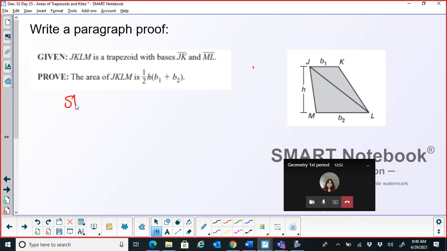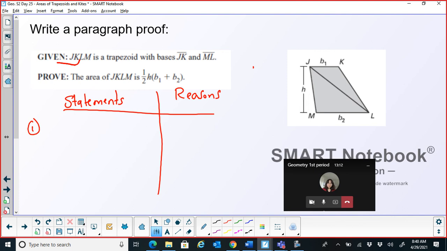So you will have statements and reasons. Okay, the first statement is always whatever is given. I'm not going to write this out, but I'm just going to show you with an arrow that this was given to us. Area of JKLM, the trapezoid, is nothing but the sum of the areas of the two triangles that you see.